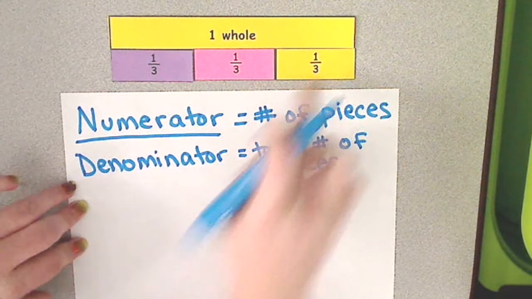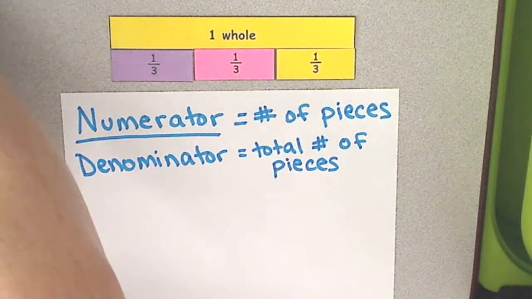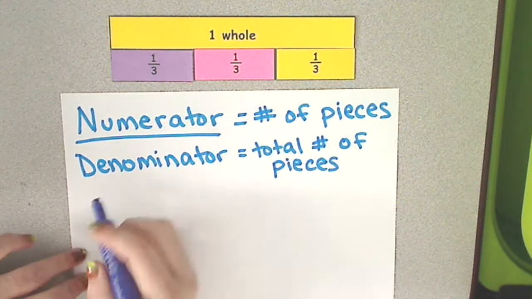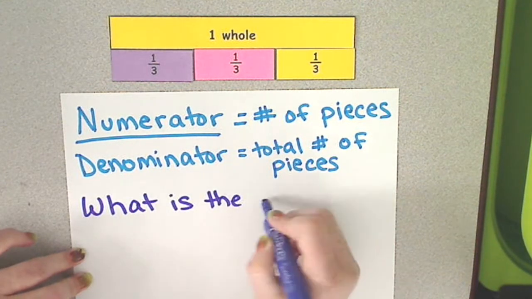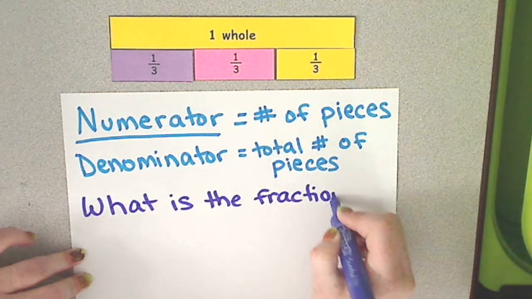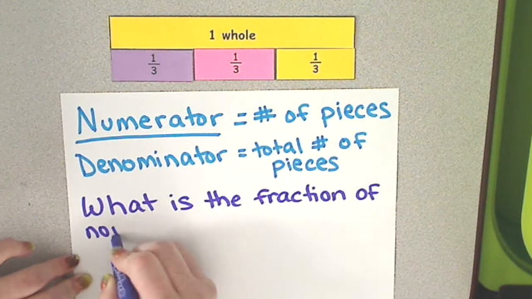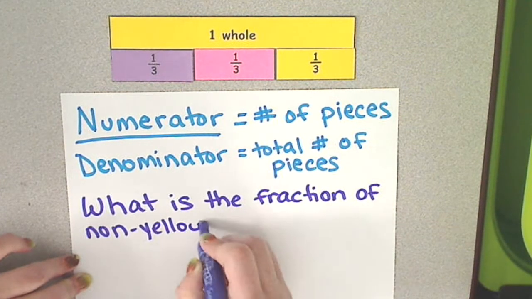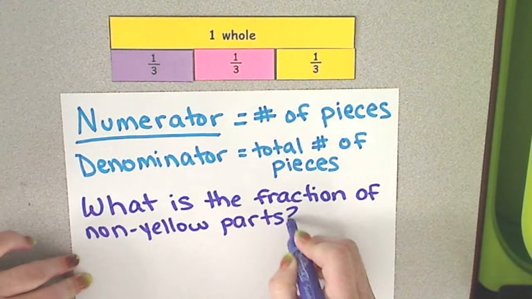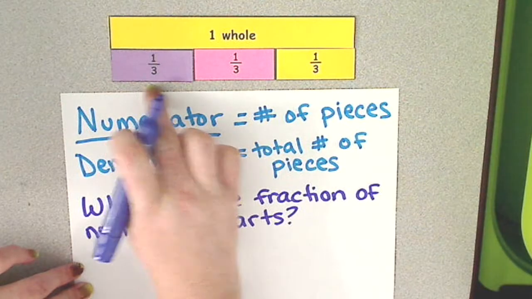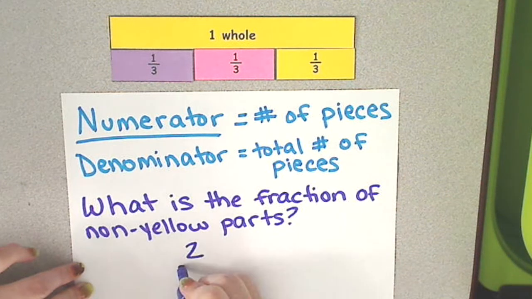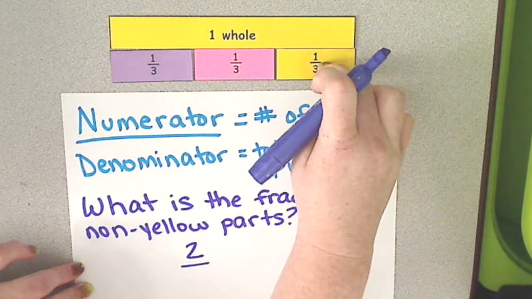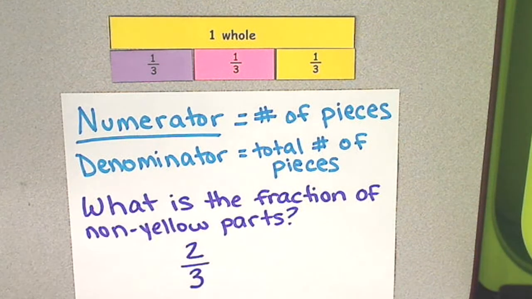So if we're looking at this example for our thirds, if I asked what is the fraction of non-yellow parts, I know that I have 1, 2 that are not yellow, so that's going to be my numerator, 2 that are not yellow out of 1, 2, 3 pieces in all. All right, so that's just some basics.